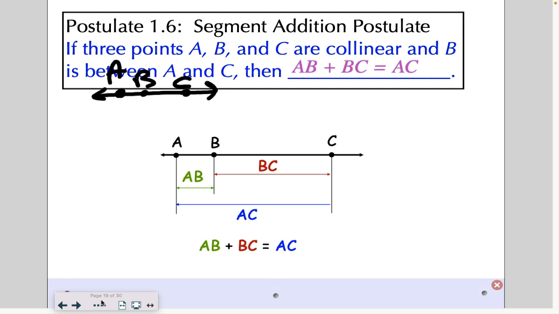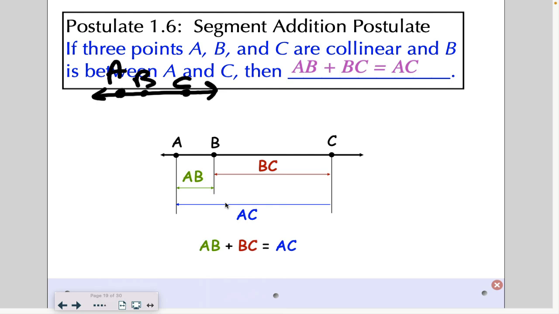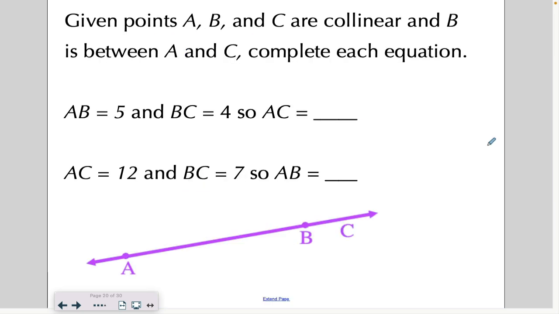Now I could actually manipulate this any way I want. It is a fact family. I also want you to notice these are italicized. I could manipulate this however I want. That means AC, I could do AC minus BC, and that should be AB, but you get the idea, you get the gist. Okay? Cool.